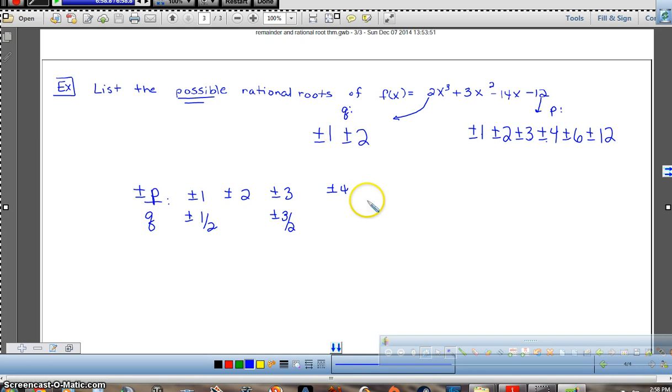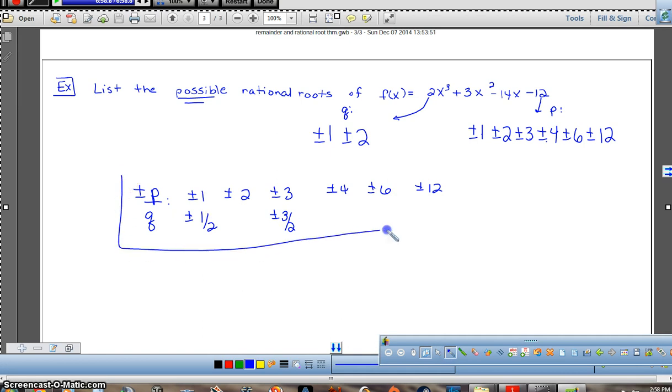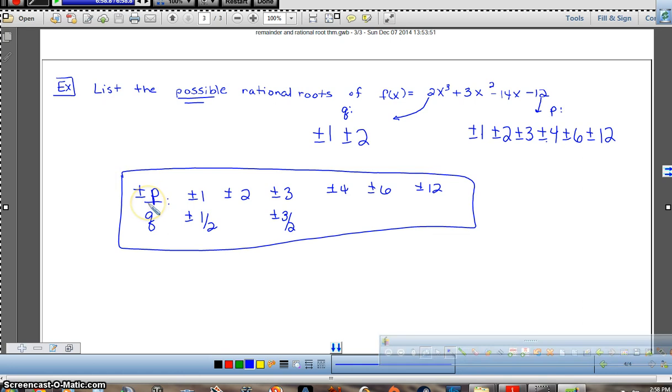6 over 1. 6 over 2. 6 divided by 2 is 3. I already have that one down. I don't have to rewrite it. 12 over 1. And then 12 over 2. 12 over 2 is 6. And I've already got it down. So again, I don't have to rewrite it. So these are the possible rational roots. Not all of them. But if one rational root exists, it has to be one of these.